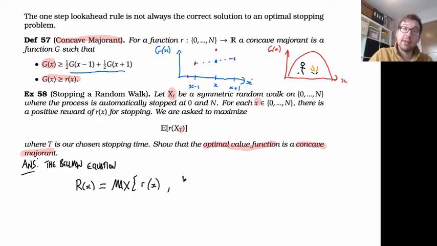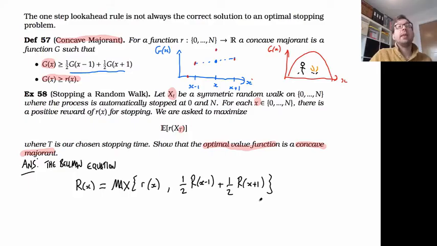Either half the time we go down a step, and then we look at the optimal reward from that point onwards, or half the time we go up one jump to x plus 1, and the reward from there is r of x plus 1. That's the Bellman equation for this.